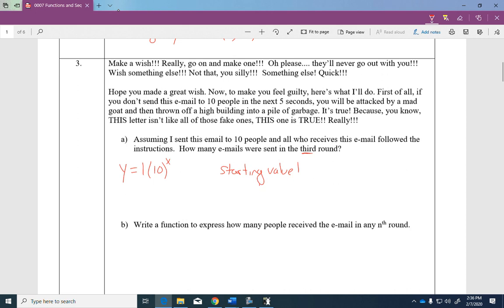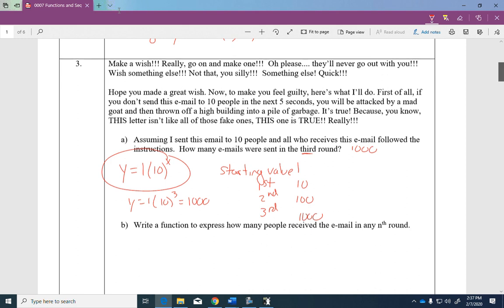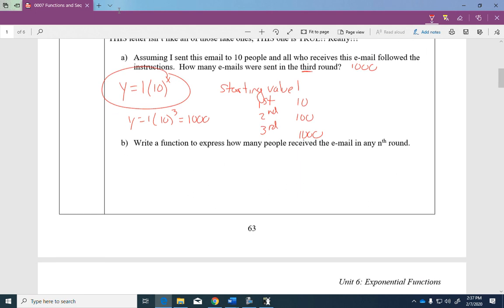And then after the first round, there's 10. After the second, there's 100. After the third, there's 1,000. This is like my work. Even this equation is my work because I could plug in a 3 here to get 1,000, but the answer is 1,000. Of course, if it's a short response question like this, you do have to show some sort of work on your test.